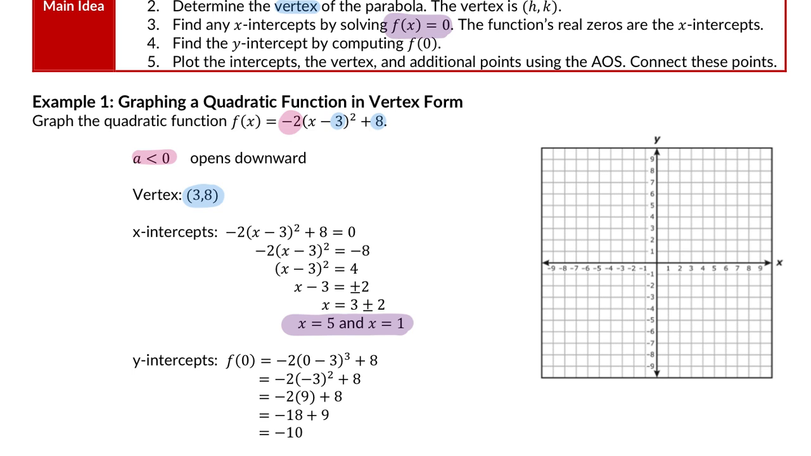Step 4 says to find the y-intercept by computing f of 0. F of 0 means to plug in 0. So if you see me working this problem, I plug in 0 for every x. Then we just use PEMDAS to find the y-intercept. 0 minus 3 is -3. -3 squared is 9. 9 times -2 is -18. -18 plus 9 is not -10.